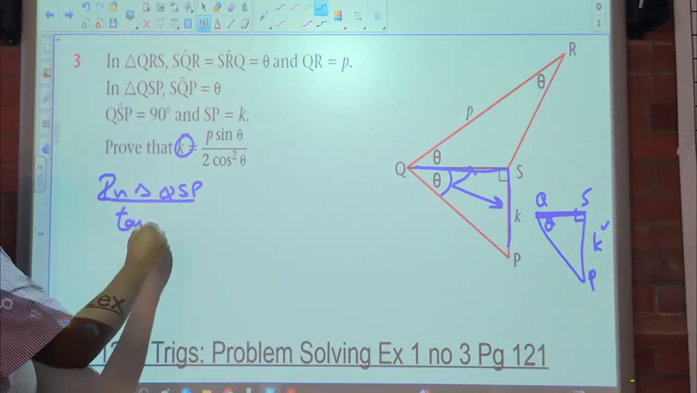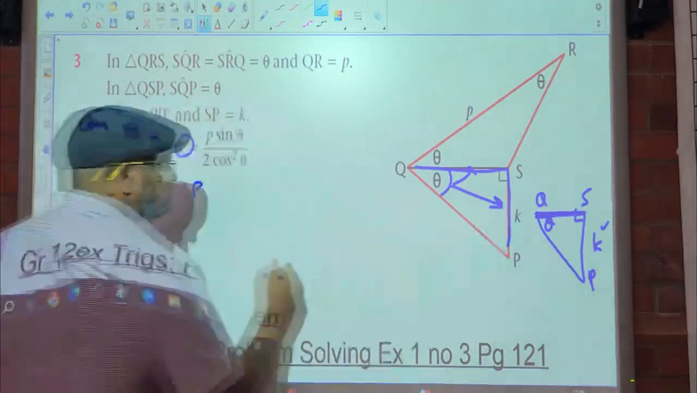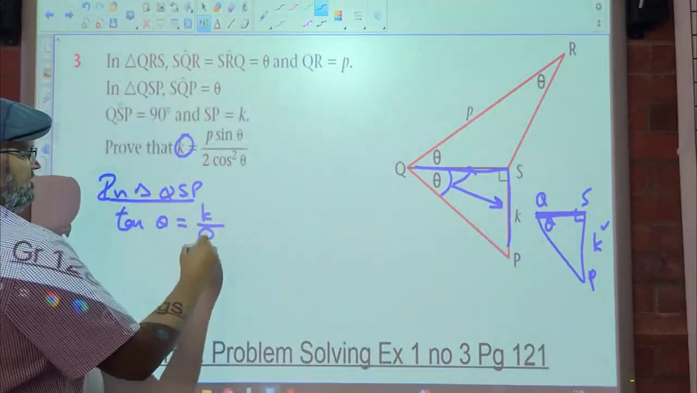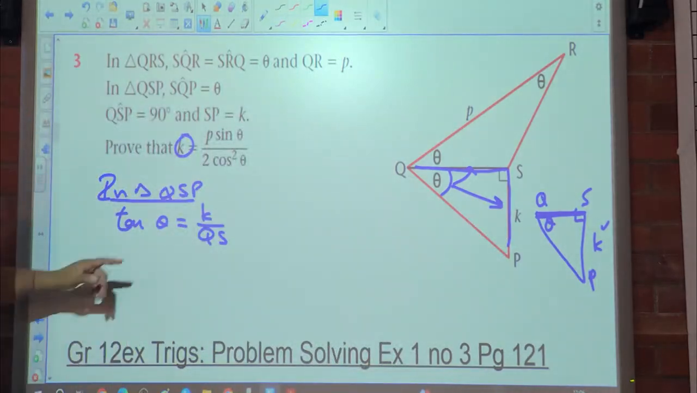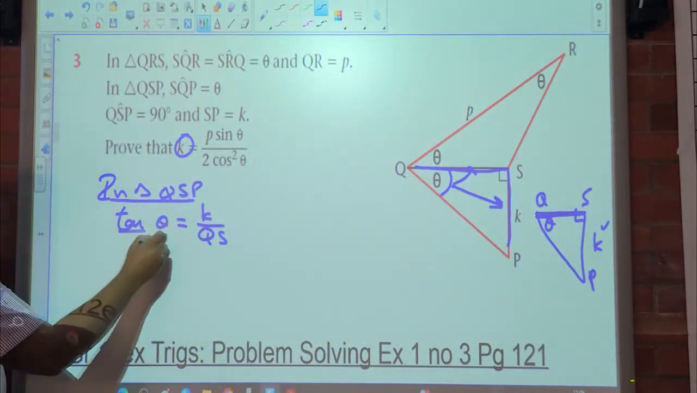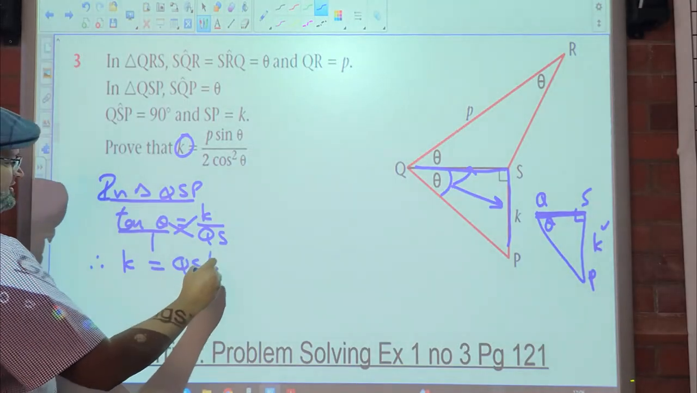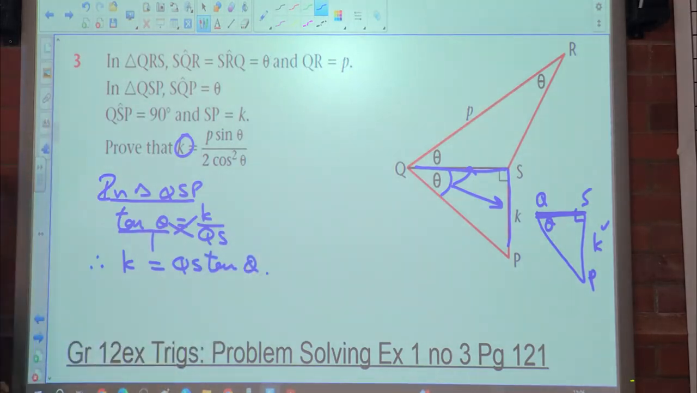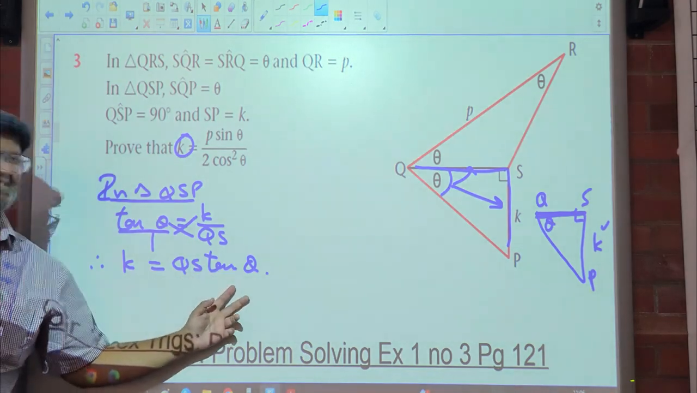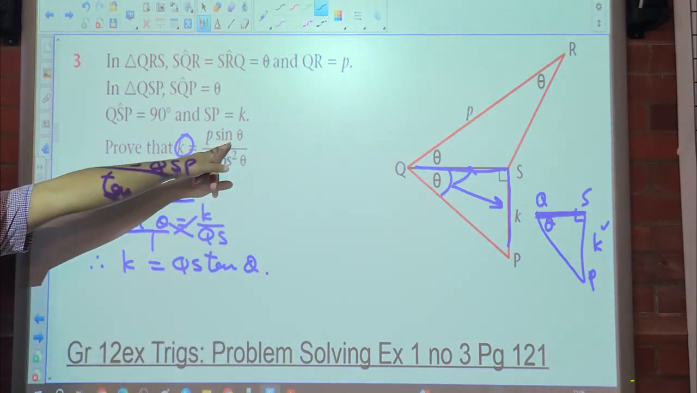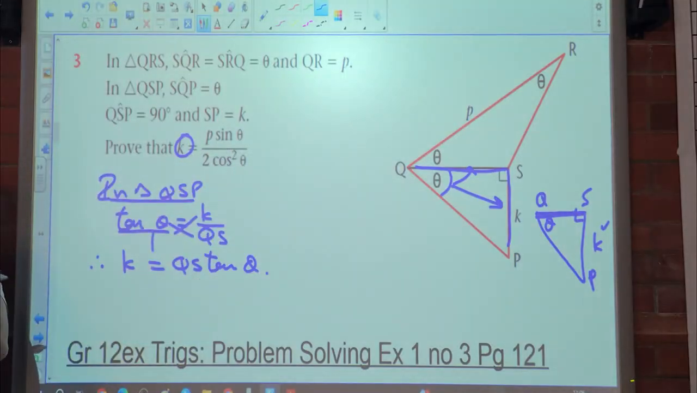So tan theta equals opposite, which is K, over QS. And what I'm going to do is make K the subject. Then naturally over 1, cross multiply. Therefore K is equal to QS tan theta. But have I answered the question? No. So what must be replaced there? QS, definitely. And tan can be written as sine over cos. Can you see that, people?